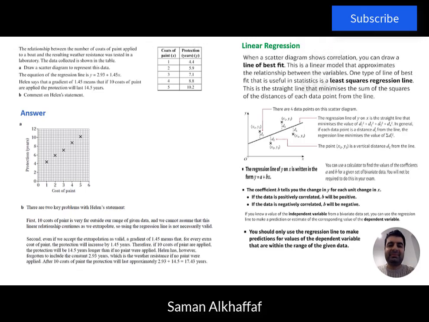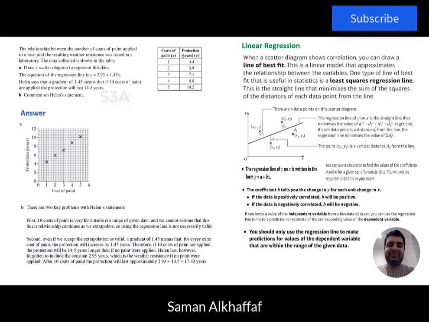Also, the second reasoning: even if we accept the extrapolation as valid, a gradient of 1.45 means that for every extra coat of paint, the protection will increase by 1.45 years. Therefore, if 10 coats of paint are applied, the protection will be 14.5 years longer than if no paint were applied. Helen has, however, forgotten to include the constant 2.93 years, which is the weather resistance if no paint were applied.